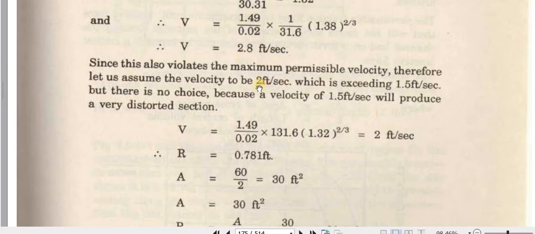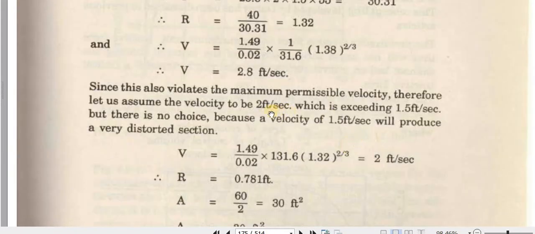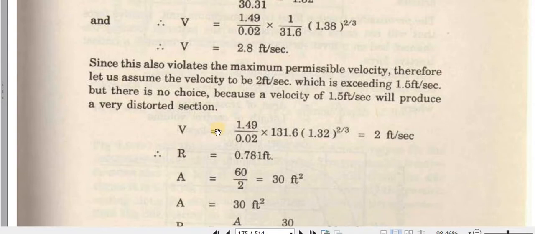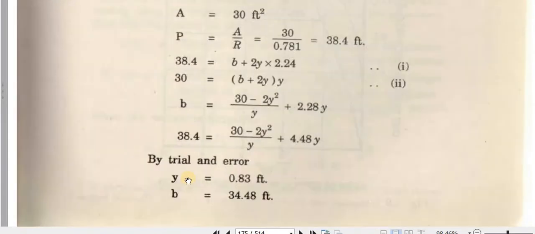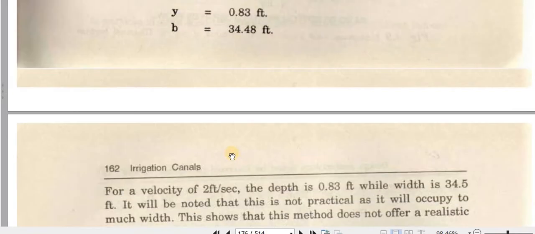Now we are exceeding the velocity a little bit from 1.5, which is permissible, up to 2. Because in all the three cases the velocity is 2.8, 2.9 and 3.06. Now we are exceeding the velocity a little bit, which is near to the permissible velocity, in order to make a suitable design. If we fix the velocity, then we can revise the design as we did previously. We have to calculate all the parameters. Now the channel section is Y 0.83 feet and B 34.48. It is acceptable, but little changes can be done.